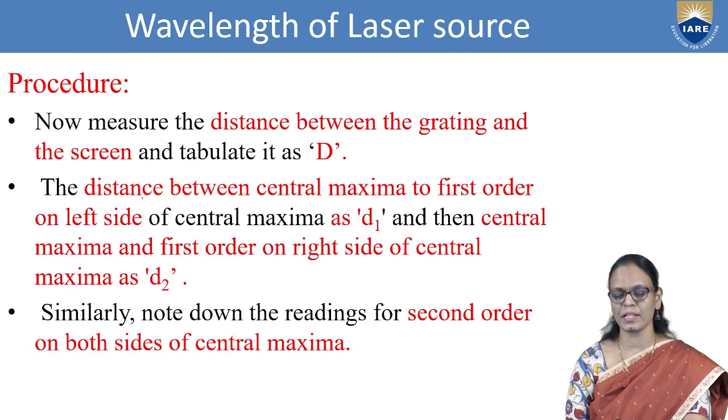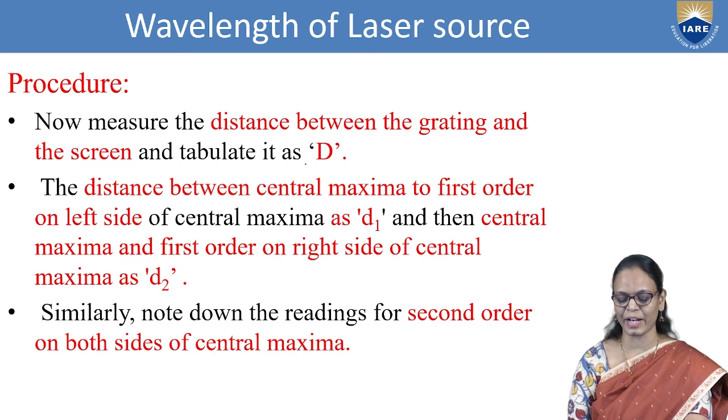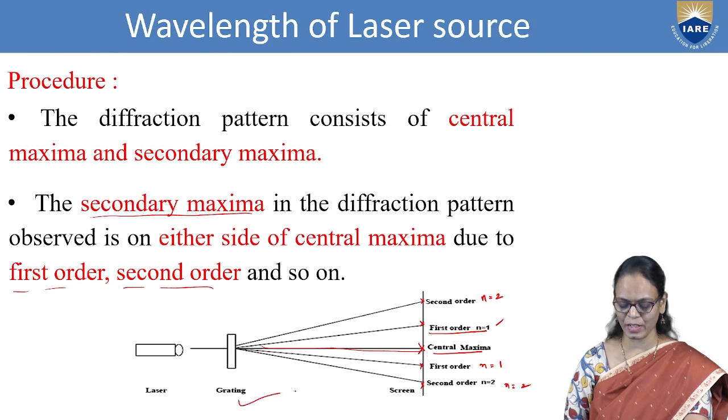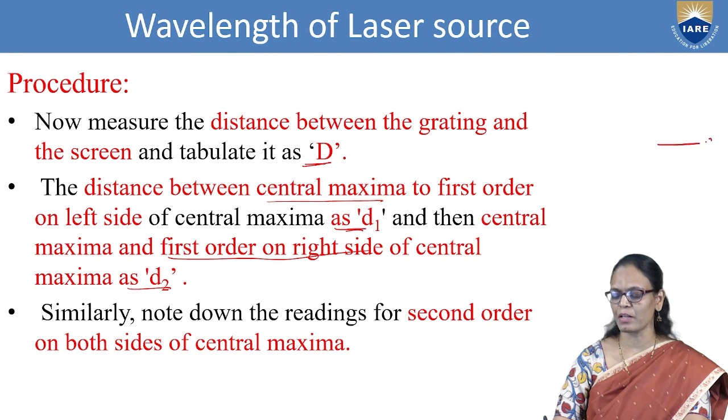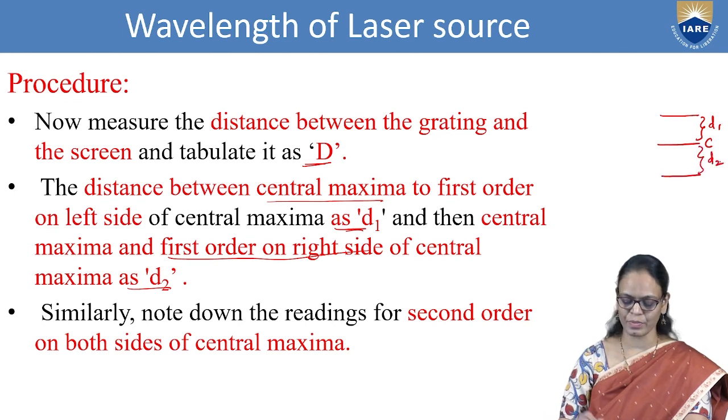Now we will first measure the distance between the grating and the screen, and we will write it as capital D. So what we have seen here is the distance between the grating and the screen. This is capital D. And the distance between the central maxima to the first order on the left side is D1 and on the right side is D2. So if this is the central maxima, on the left side we will take it as D1 and on the right side we will take it as D2, and we will note the readings.